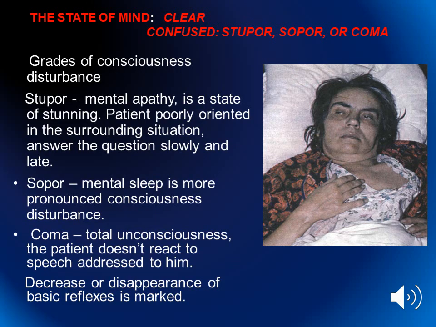The next step is assessment of the state of mind, or assessment of the patient's consciousness. The patient's mind may be clear or confused. And here you see the three grades of consciousness disturbance. First is stupor, mental apathy, a state of stunning. In this picture you see a patient who is in stupor. The patient is poorly oriented in the surrounding situation and answers questions slowly and late.